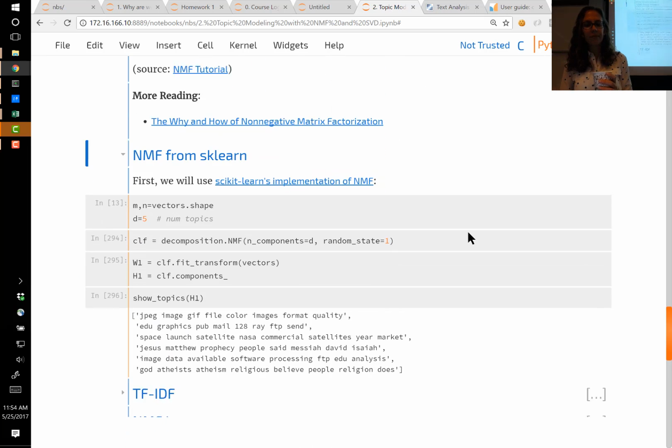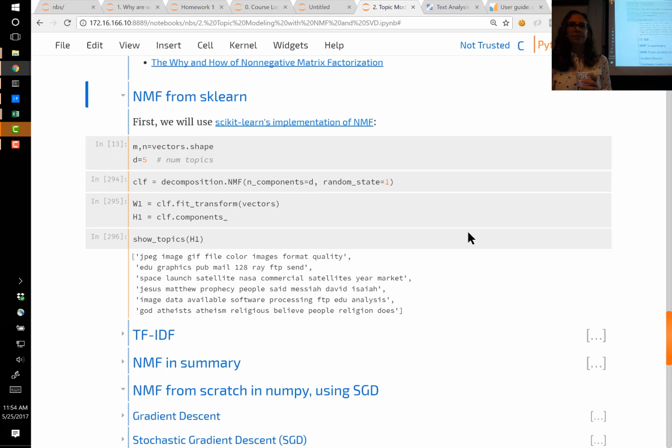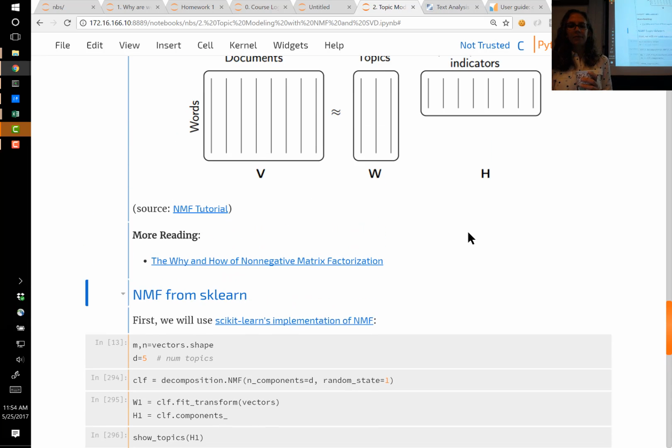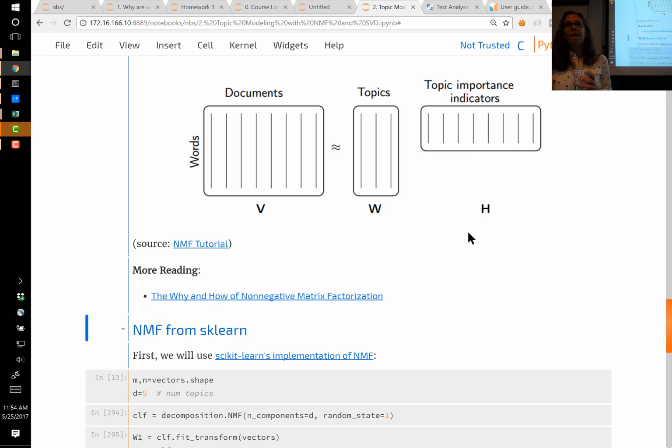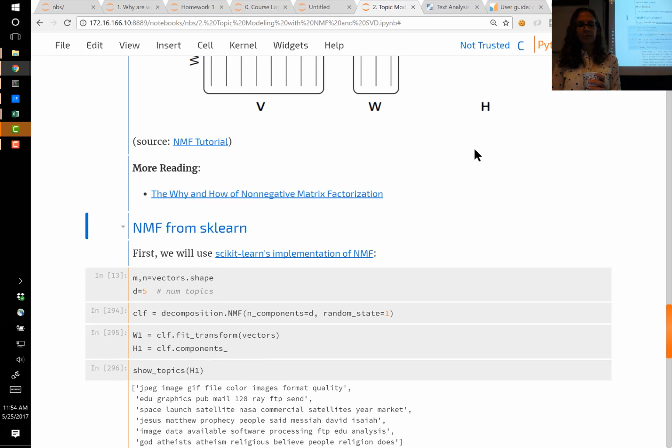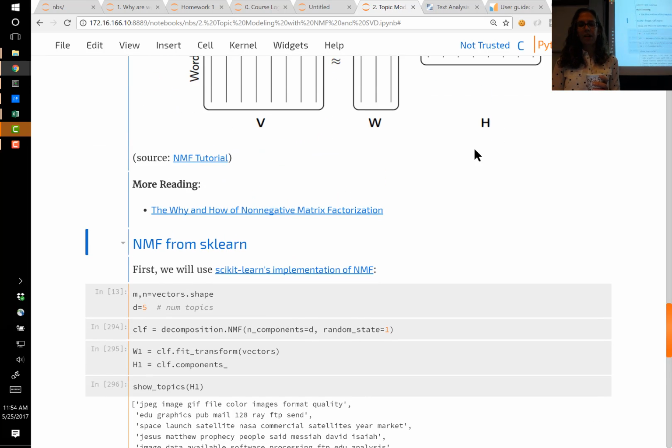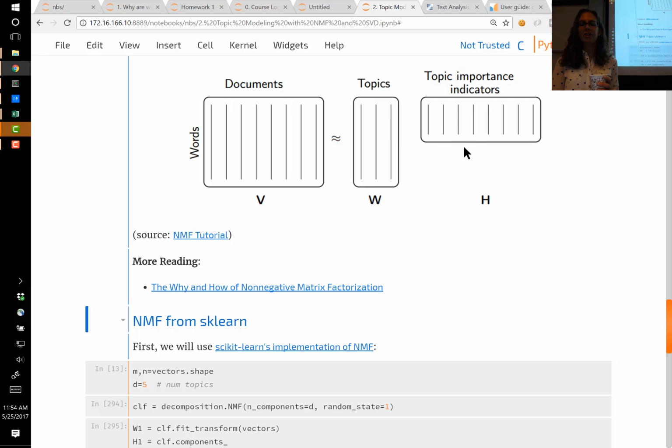In H, the number of columns is equal to the number of documents. So it's saying how important is each topic to that document. For each document, it's the relative importance of each topic. You could think of that because when you multiply W and H together for a particular document, you are taking a linear combination of the topics, and you want to know what the coefficient is.